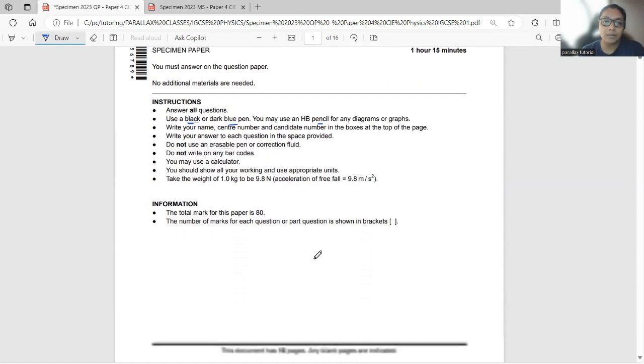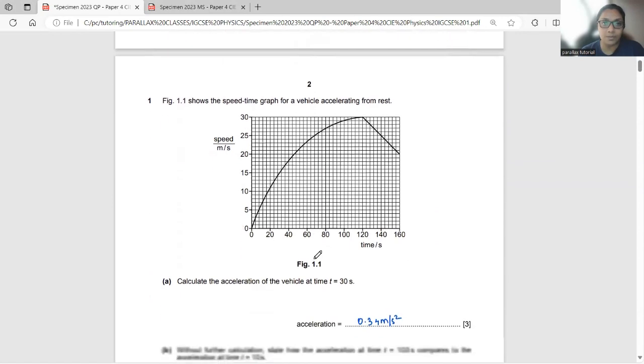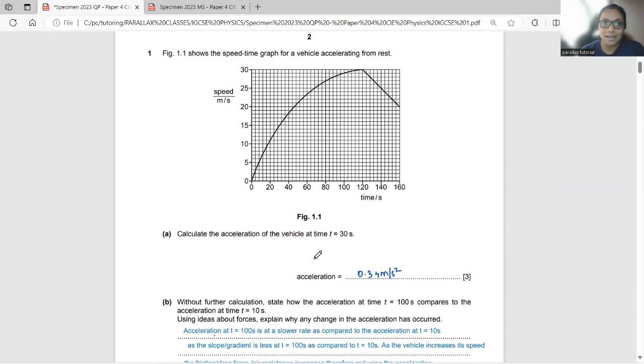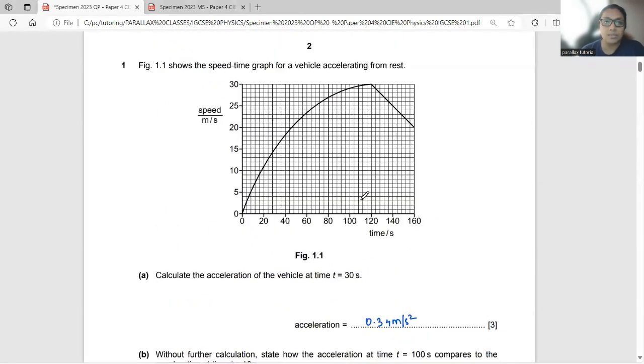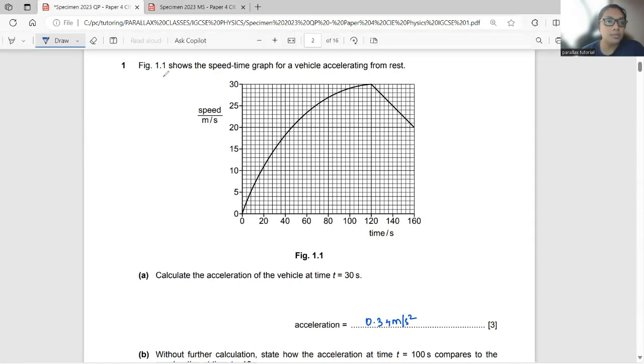We will be solving two questions in this video, the first two questions. So the first question is what you can see over here. There's a graph which is a speed time graph, and the question says to calculate the acceleration of the vehicle at time t, which is 30 seconds. Now I'm going to use red ink to explain the concepts, and blue or black ink will be for what you have to write in the paper, right?